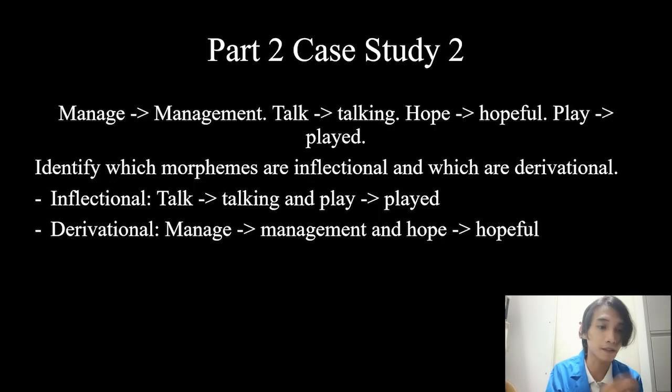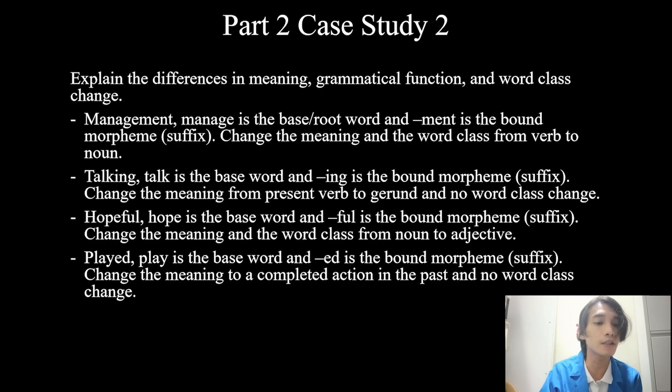Then part 2, case study 2. There are four words: manage to management, talk to talking, hope to hopeful, play to played. Identify which morphemes are inflectional and which are derivational. The inflections are talk to talking and play to played, and the derivational are manage to management and hope to hopeful. And explain the difference in meaning, grammatical function, and word class change.